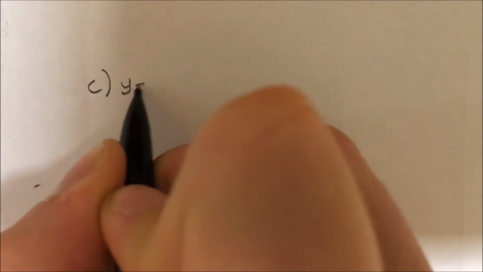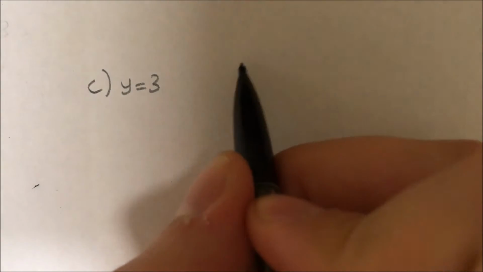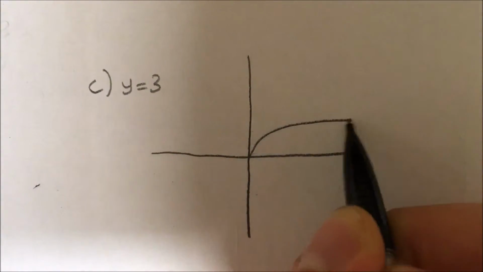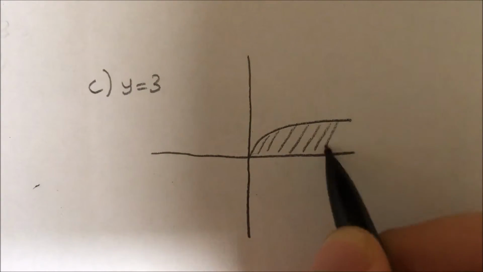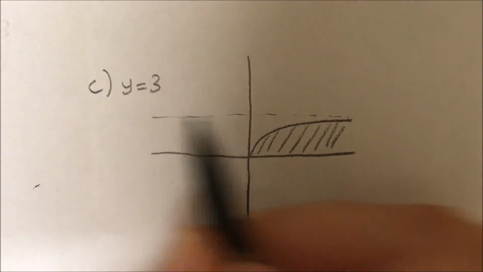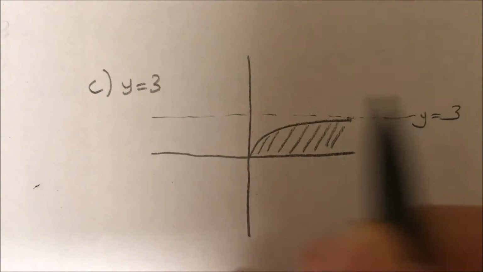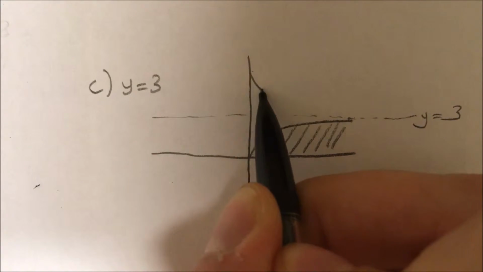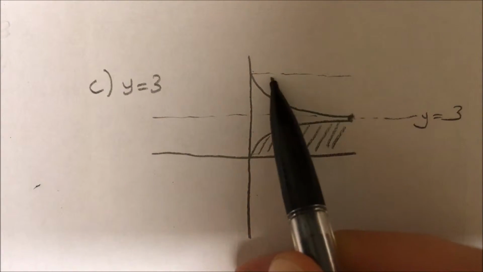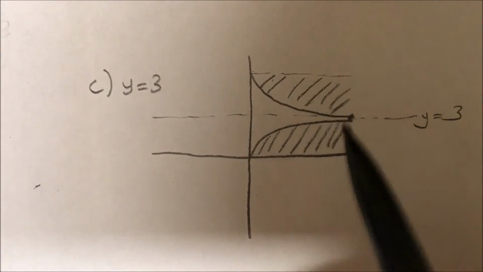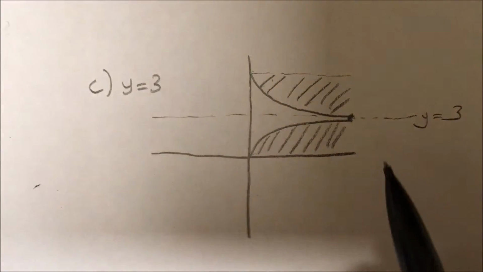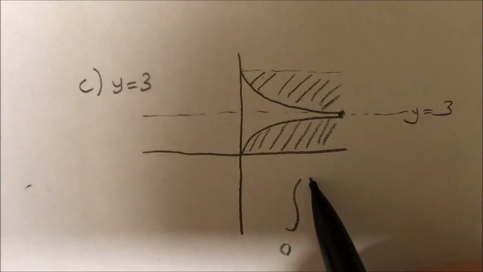In the third part of the question, we need to rotate the same region around y equals 3. So if we sketch how the solid would look like, we would get this. Now since y equals 3 is the upper bound of the region, we would get something like this. Now if we look at the shaded region, we can see that there's again a hole in the solid. So again we have a pi big R squared minus pi small r squared situation.